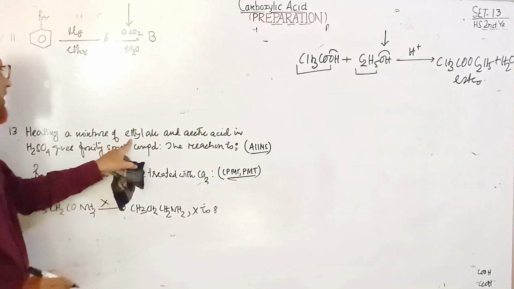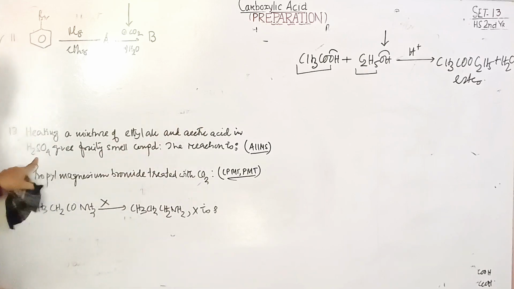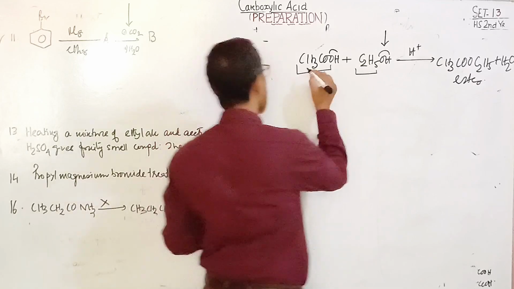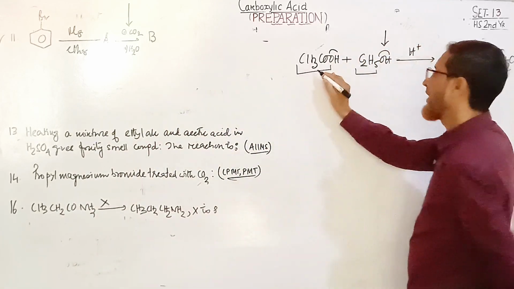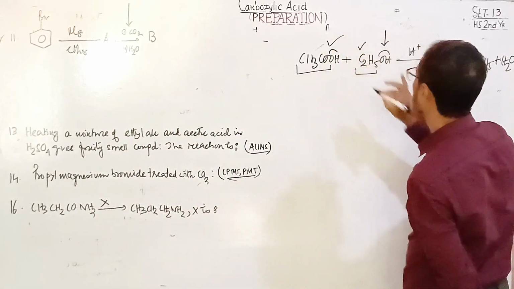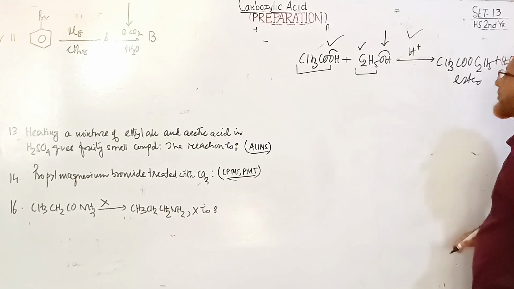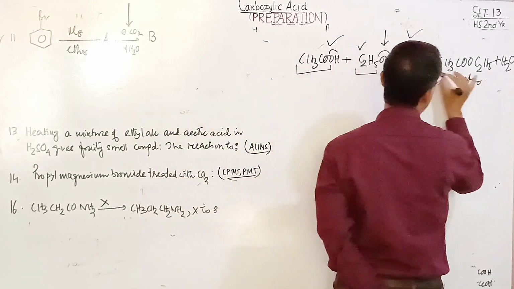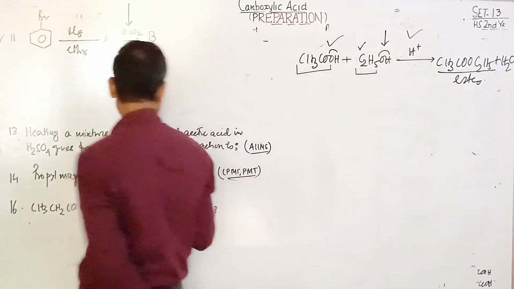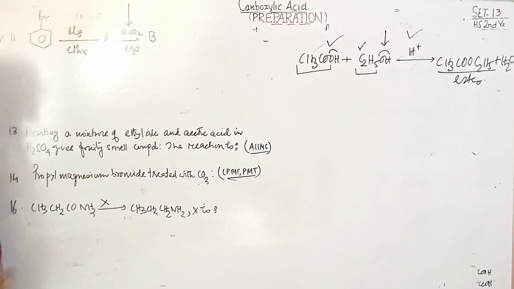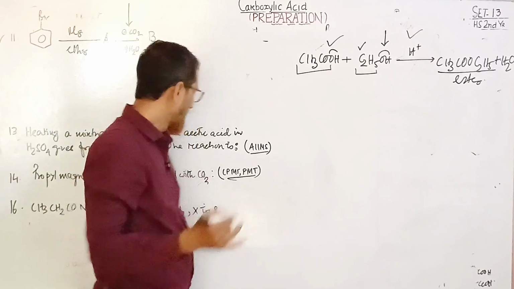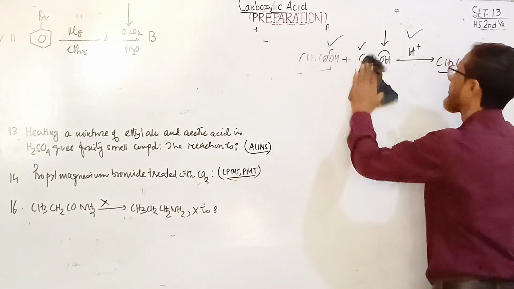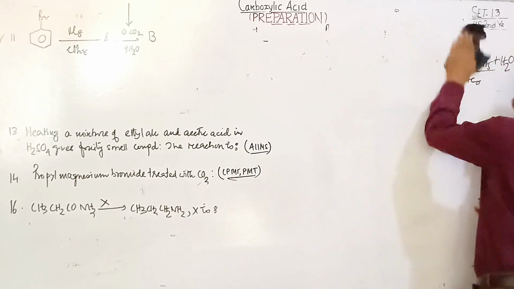Taking a mixture of ethyl alcohol and acetic acid in sulfuric acid gives a fruity smell compound. The reaction is, you have already seen that if it is acetic acid and this is an alcohol, we make the reaction in presence of sulfuric acid, a sweet smell compound is formed and hence it is called an ester. What is the name of the reaction? The name of the reaction is esterification. It is very simple. This simple question was asked in AIIMS. It is an esterification reaction.